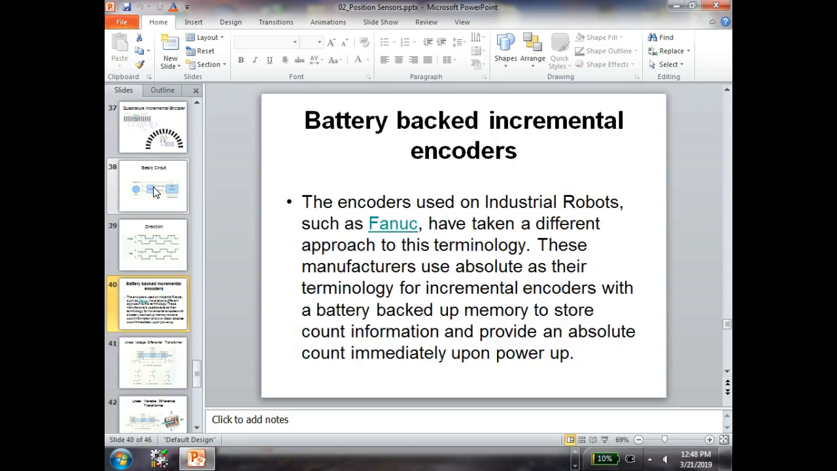We talked about the absolute encoders on a robot. They call them absolute encoders because from the controller's point of view, they think it's an absolute encoder, when actually it's an incremental encoder, but the counters are part of the encoder.